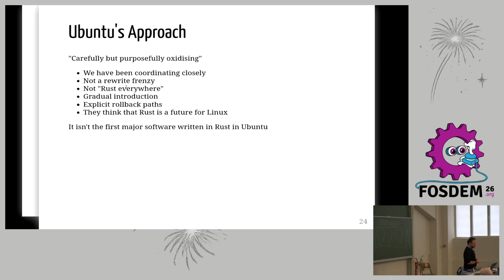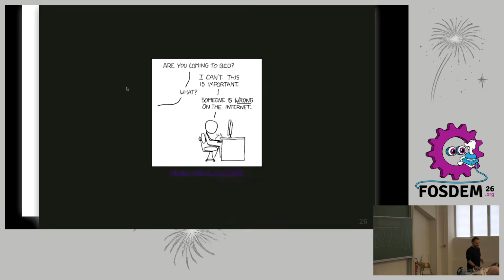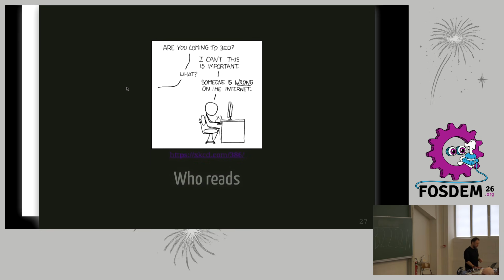And I had to do some product placement. It's not the first major software written in Rust in Ubuntu. The first one is Firefox, years ago. So I have to talk about Firefox in my slide. I guess everybody knows about that one, the XKCD. Yeah, I love that one. So yeah, someone is wrong on the internet.